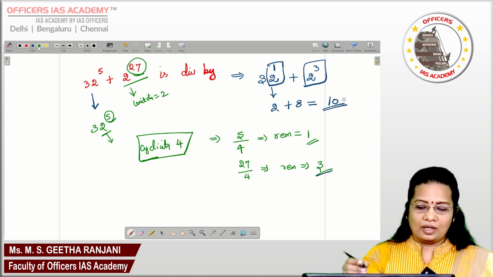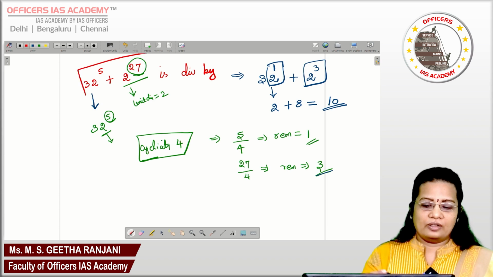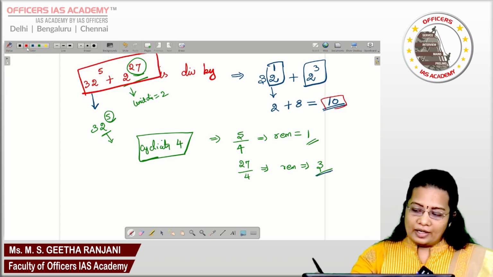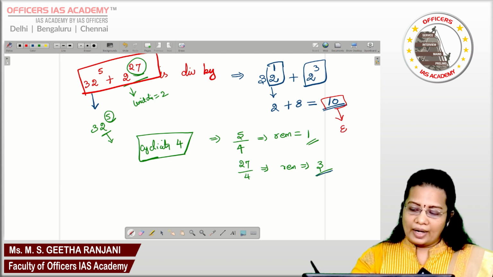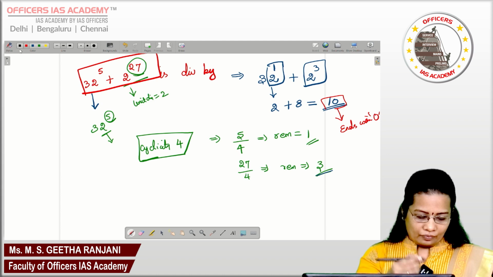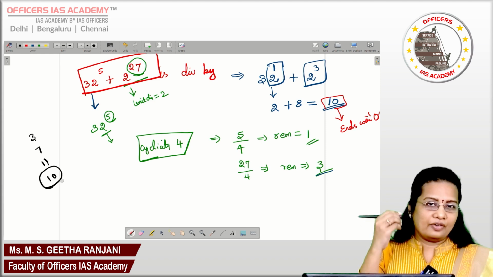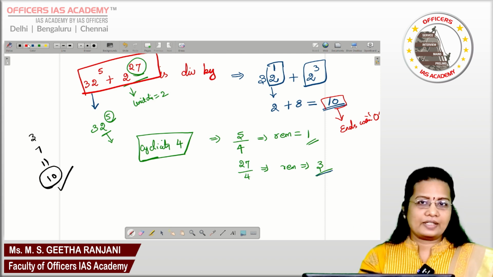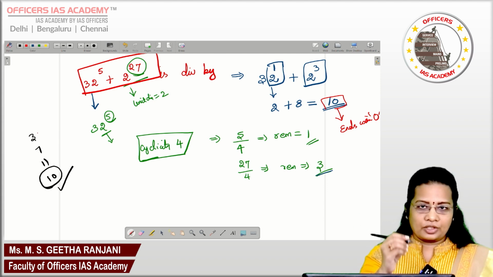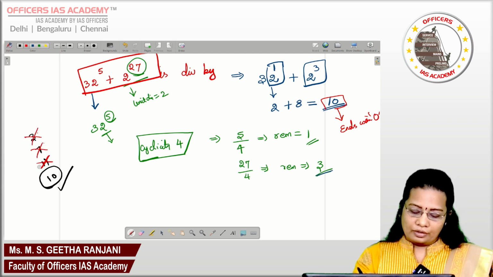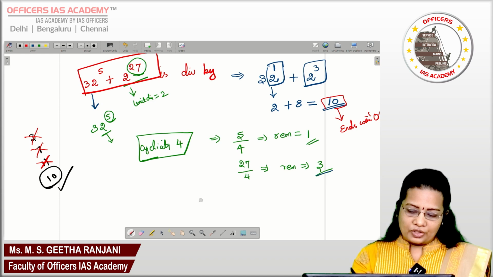What is the meaning? This entire expression 32 power 5 plus 2 power 27 will end with number 10. The ending number is 0. So the result ends with 0. So looking at the options, you have 3, 7, 11 and 10. Among this, only 10 is the right option. As we have selected 10 and the other 3 options do not have 10, we want to eliminate them. So the answer for this question is option C.